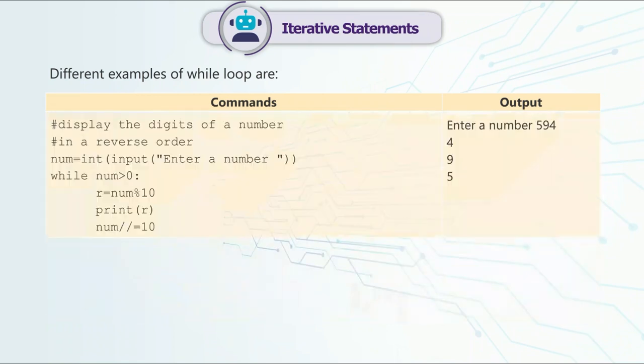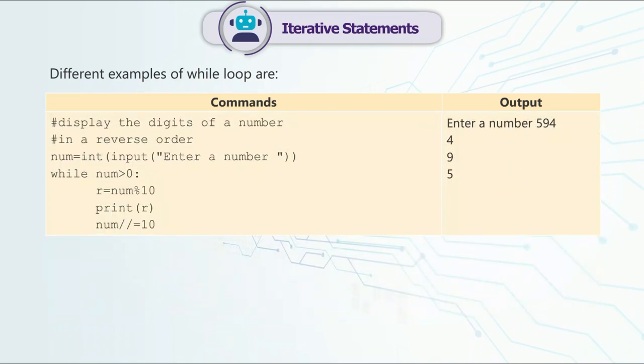Program ends here. Display the digits of a number in reverse order. number = int(input('Enter a number')). While number > 0: r = number % 10, print r, number = number / 10. Enter a number 594.